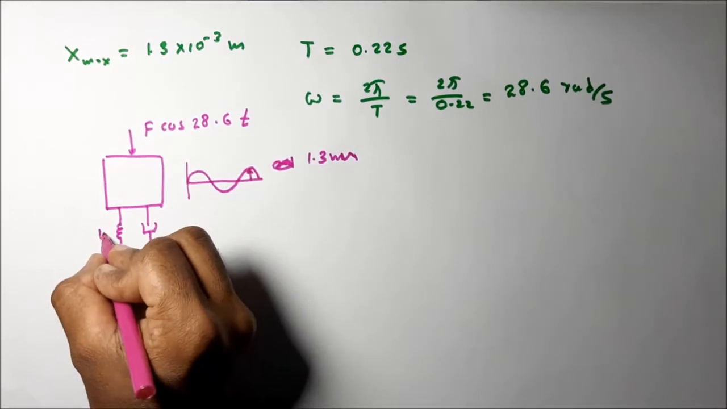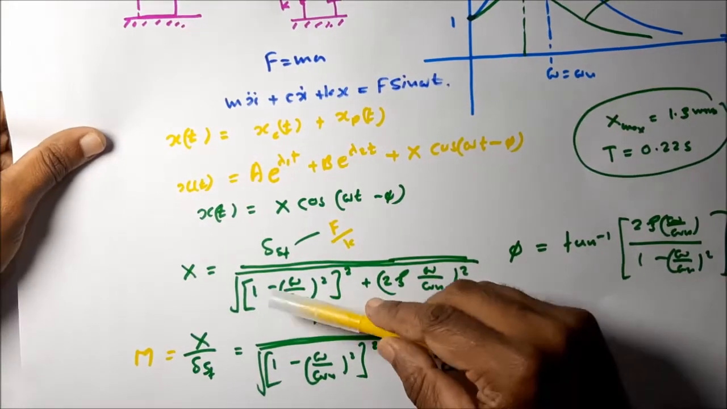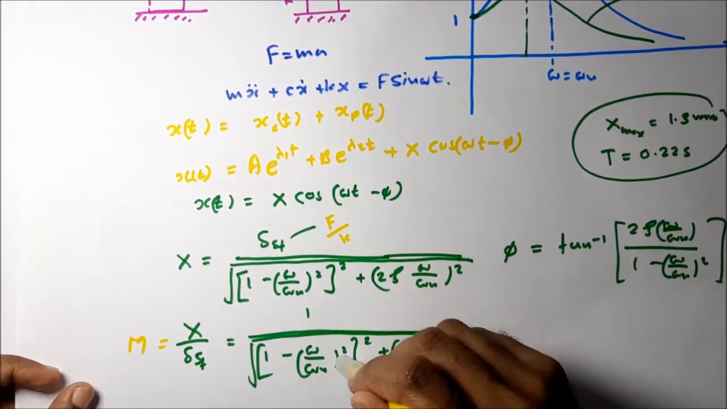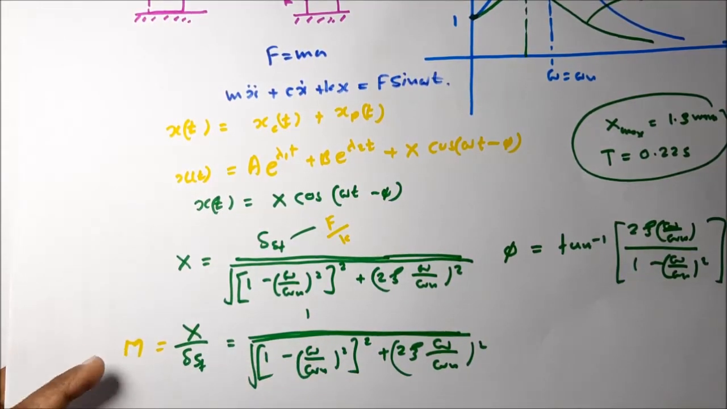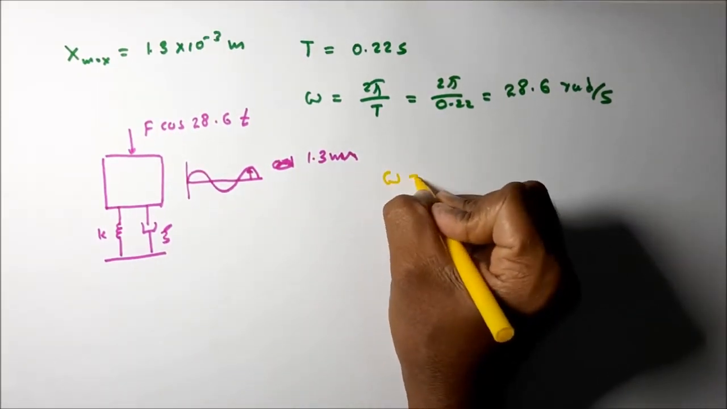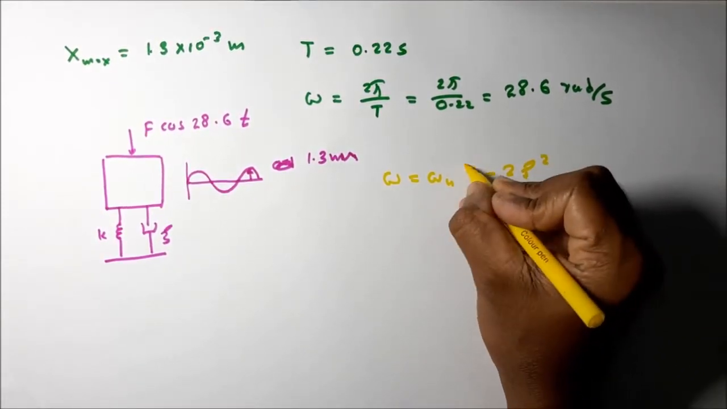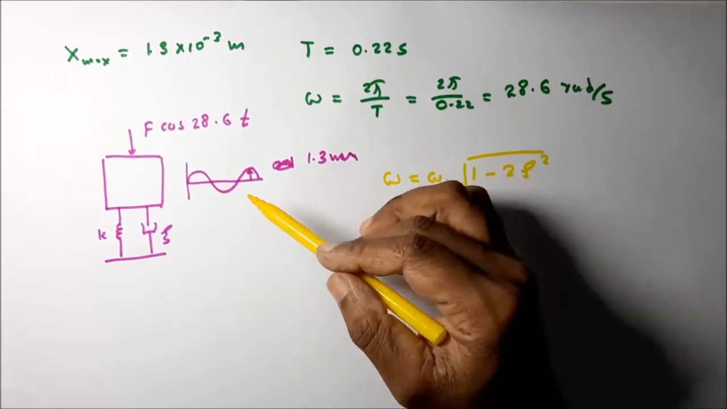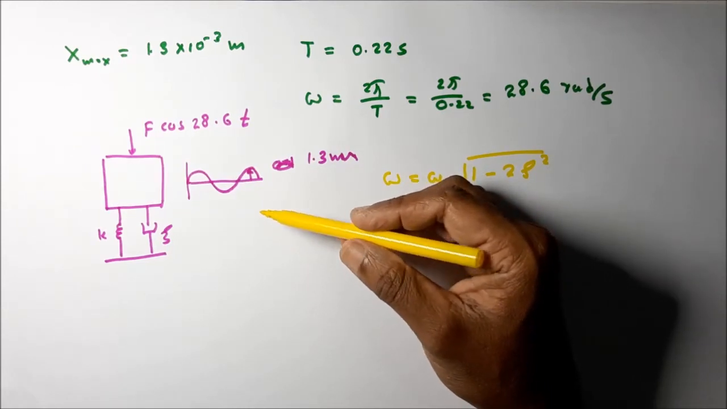Okay, k and theta. When discussing the theory classes, by differentiating this equation with respect to the frequency ratio, we obtained the equation which gives the maximum amplitude ratio. So in which situation is it maximized? We have in the equation, at omega is equal to omega n square root of 1 minus 2 theta square, at this frequency the amplitude ratio becomes maximum.